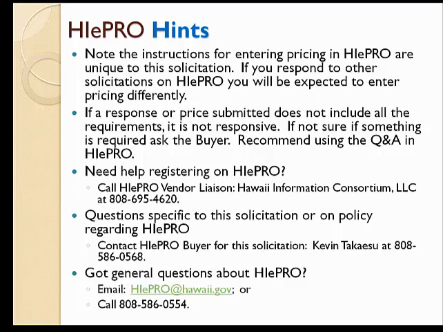If you need help registering, please go to hiepro.hawaii.gov, where I showed you earlier, and select the vendor registration video or the vendor registration guide, or you can even call the HIC help desk at 808-695-4620. For questions specific to this solicitation, please contact the HePro buyer, Kevin Takaesu. His number is listed here on this slide. And for general questions about HePro, you can email hipro@hawaii.gov or call 808-586-0554. Just a special note, I would actually recommend that you email hipro@hawaii.gov if you have any general questions, as there are multiple people who check it during the day versus one person who answers the phone number. So for a faster response, email.